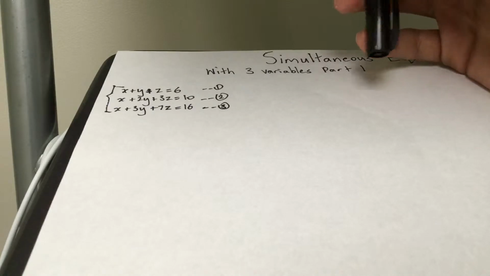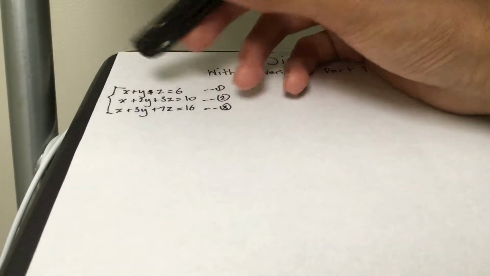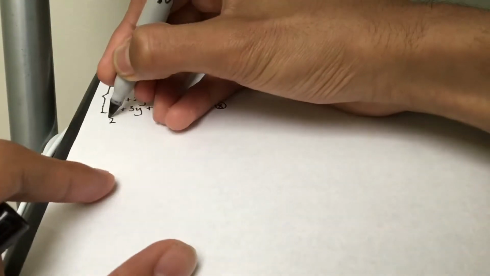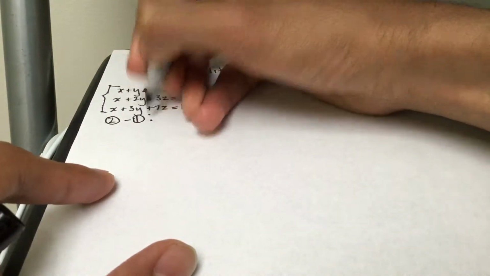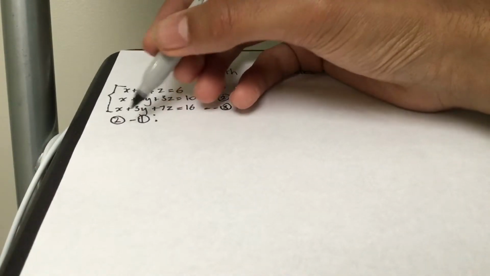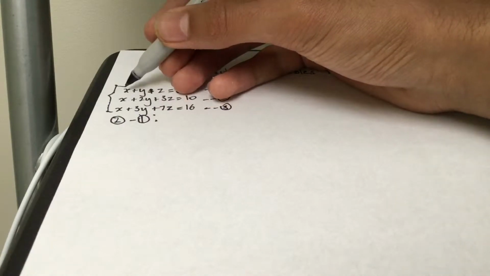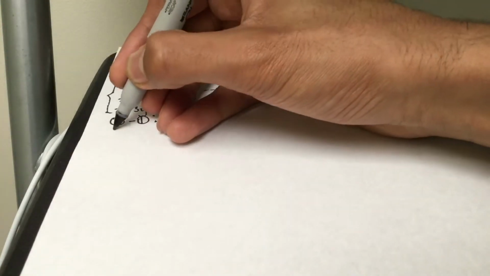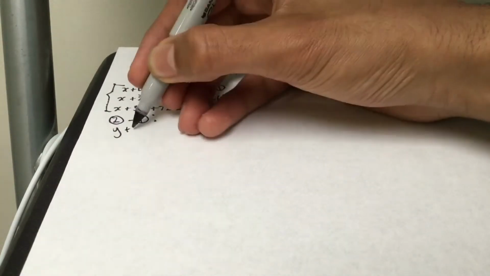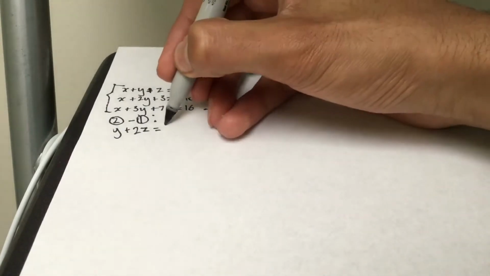The easiest step in this case is to go equation 2 minus equation 1, so we can get rid of the x variable. Make sure to label each step of what you're doing. When we do equation 2 minus 1, x minus x cancels out, and 2y minus y is y, and then 3z minus z is 2z, and 10 minus 6 is 4.